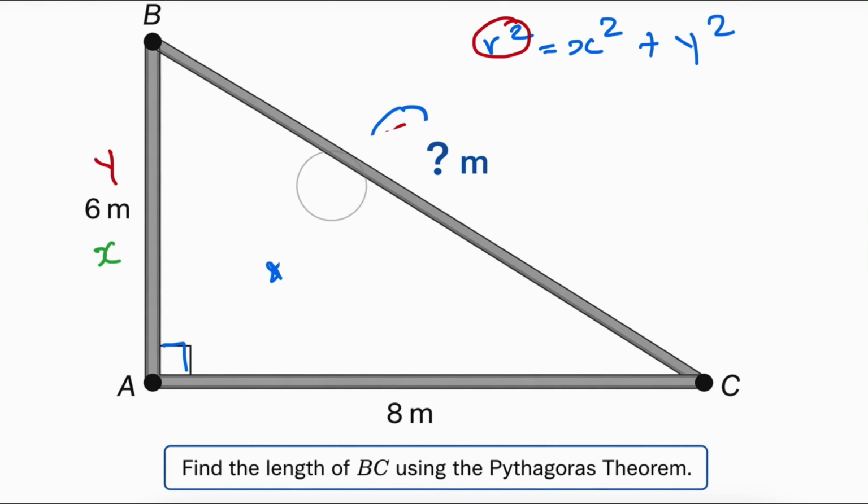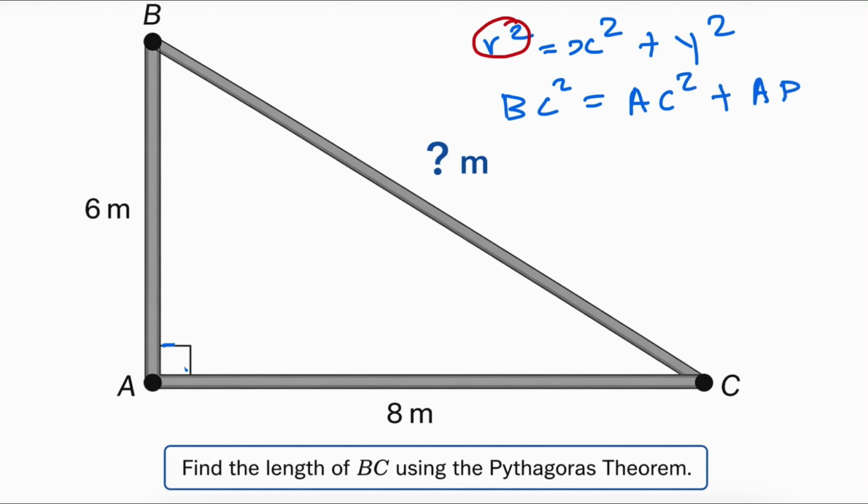So we can now use the theorem of Pythagoras to get the hypotenuse side. Remember, the hypotenuse side is the side which is looking at 90 degrees. So that is going to be BC squared equals to, we can say x is what? We can say x is AC squared, and we can also say y is AB squared.